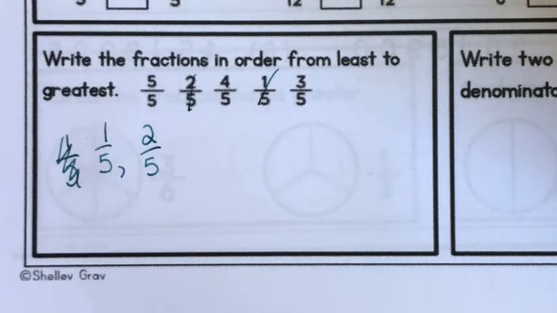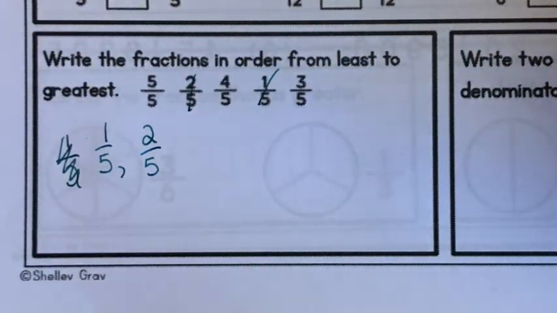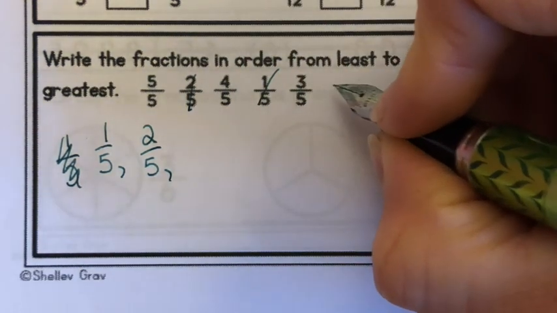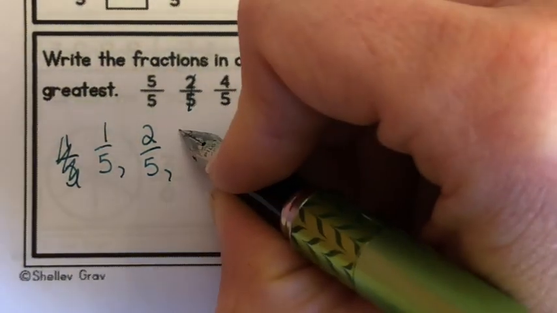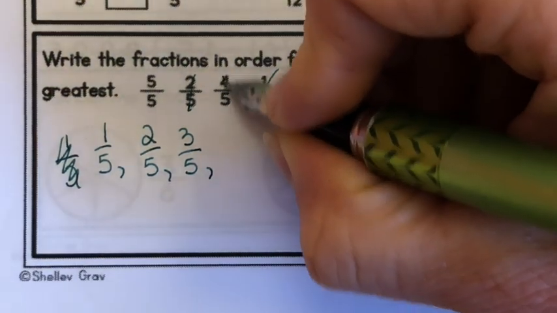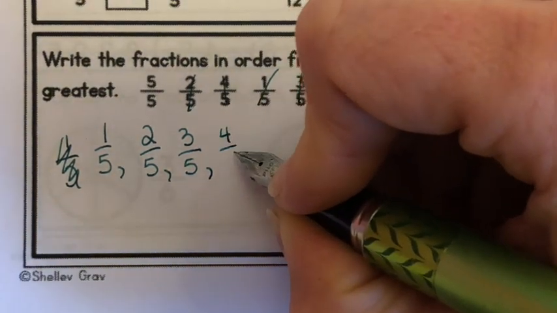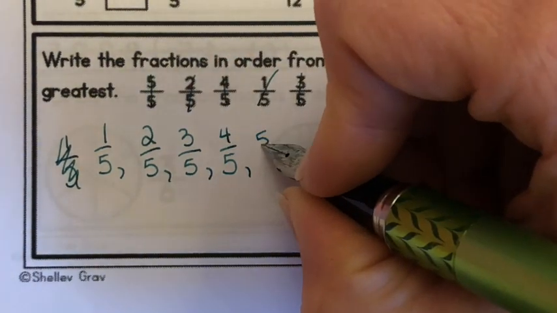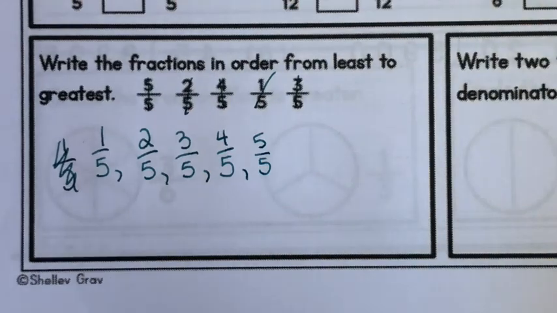You can pause the video and do this on your own if you're getting it. If you need some more help, keep following along. Okay, comma. Okay, my next greatest fraction is going to be 3/5. And my next one is 4/5. And my last one, 5/5. One whole. That'd be the whole thing, a whole enchilada.